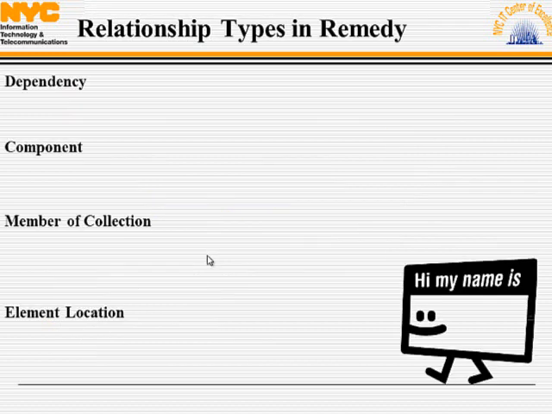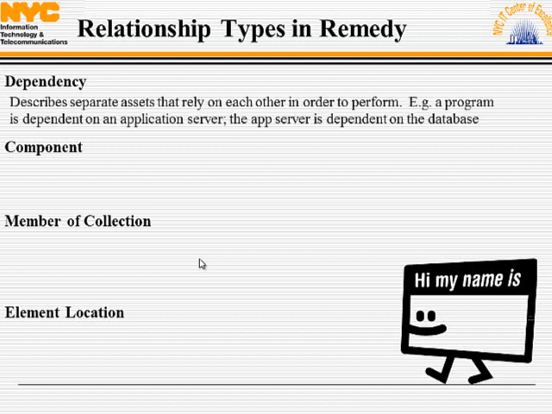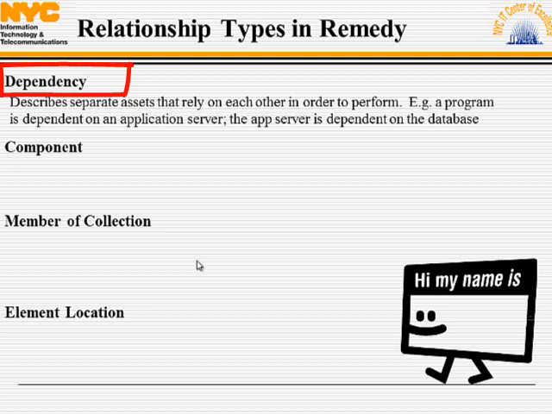All right, now we're going to cover the relationship types in Remedy. There are 4: dependency, component, member of collection, and element location. Dependency describes separate assets that rely on each other in order to perform. So, for example, a program is dependent upon an application server. The app server is dependent on the database. Those are two items that are separate but dependent upon each other to work. And this right here makes up approximately 80% of all relationships that are used in the DoIT CMDB. So the dependency relationship is very important, the most commonly used relationship.